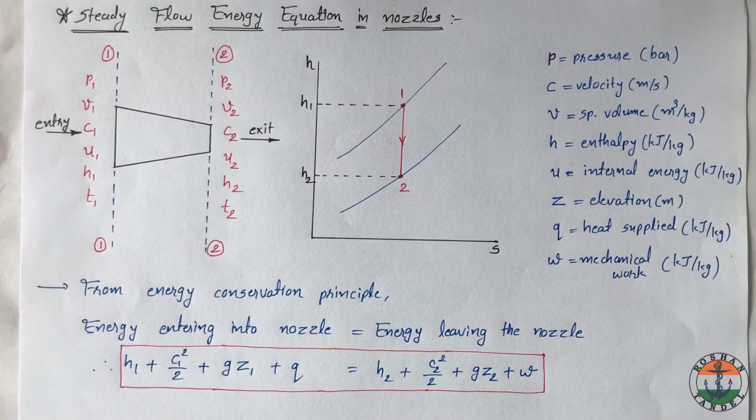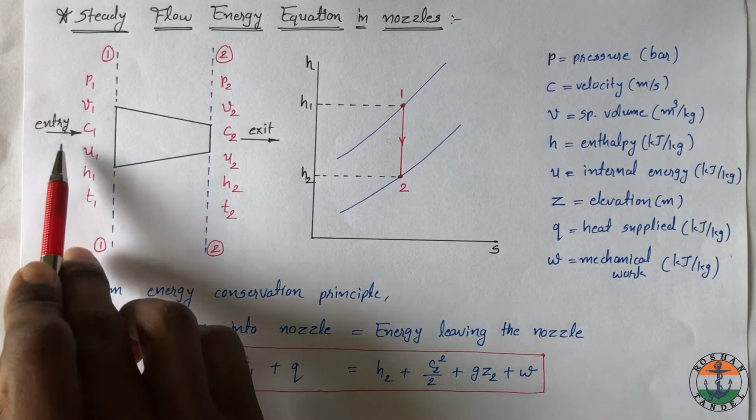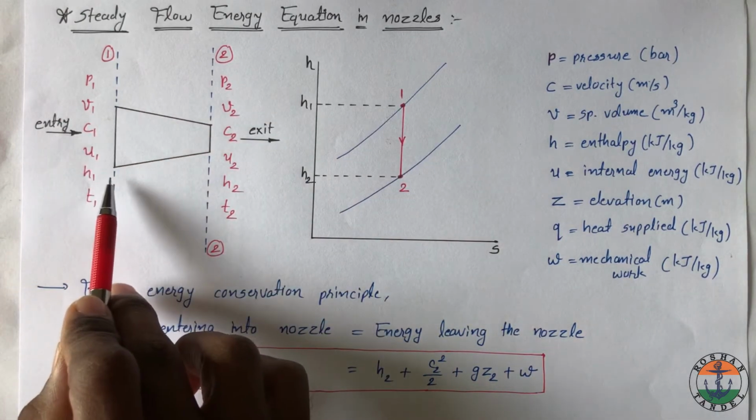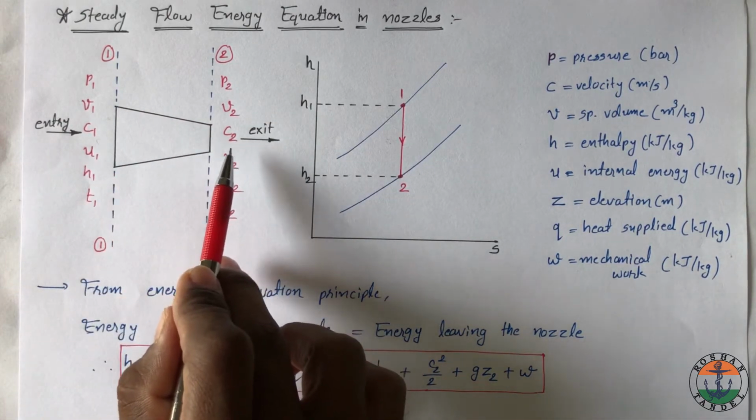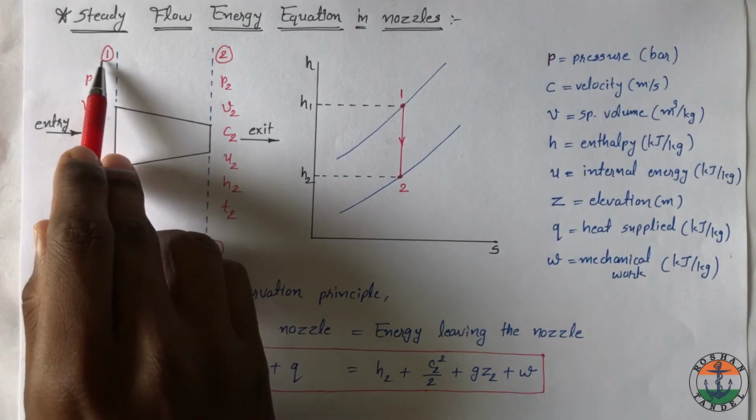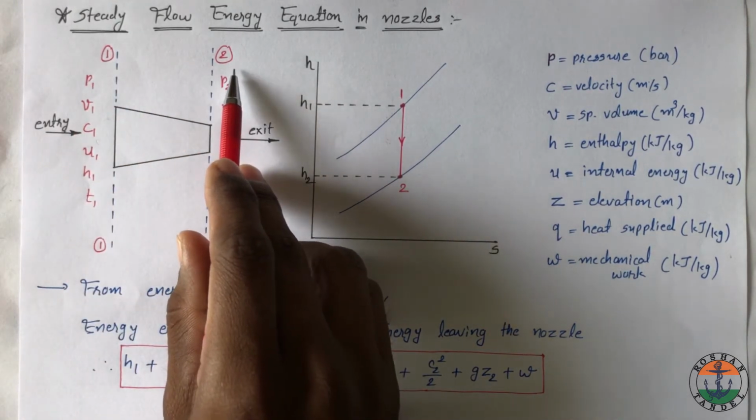In this lecture, we are going to discuss steady flow energy equation and momentum equation in nozzles. Consider a steady flow of 1 kg of steam through a nozzle. 1 refers to entrance and 2 refers to exit.